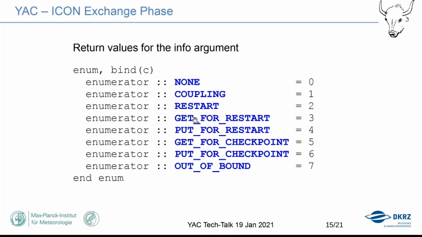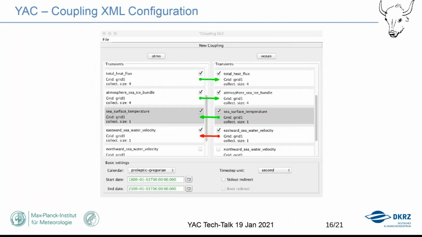So these are the numbers that can be returned, and something between 1 and 6 tells you that you have to do something after the FGET or FPUT call. And none would mean no coupling has happened. That can either be that there was no coupling time step, and then accumulation can happen in between, or if instantaneous coupling has been chosen, then the in-between calls wouldn't do anything, but only at the coupling time steps data would be exchanged.